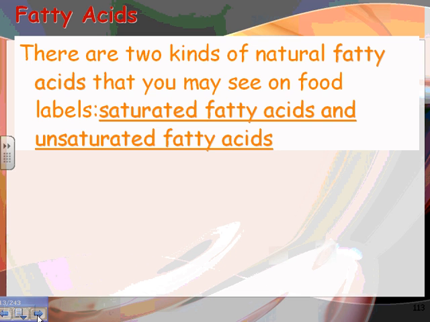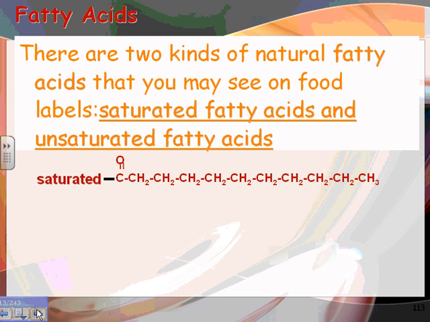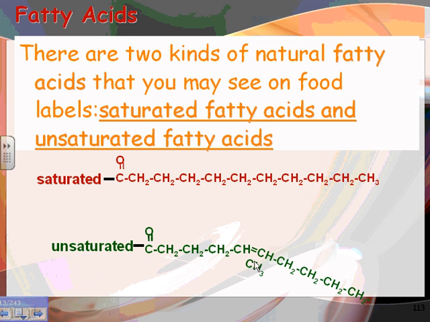So there are 2 kinds of natural fatty acids that you might see in food labels. There are saturated fatty acids and unsaturated fatty acids, and that's what I was just talking about. Saturated means that it is absolutely saturated, absolutely filled with hydrogens. If you look at this, it's absolutely filled with hydrogens. For every carbon, there are 2 hydrogens sticking off of it before it attaches to the next carbon. Unsaturated is not so. This actually shouldn't be here. Pretend that's at the end.